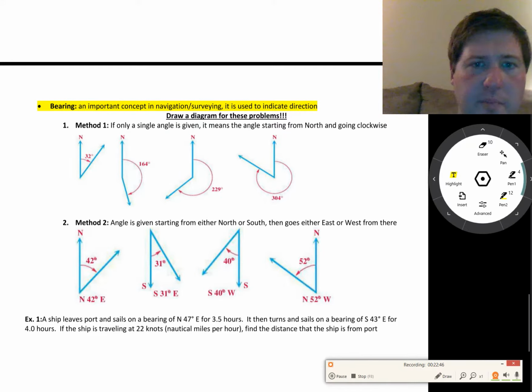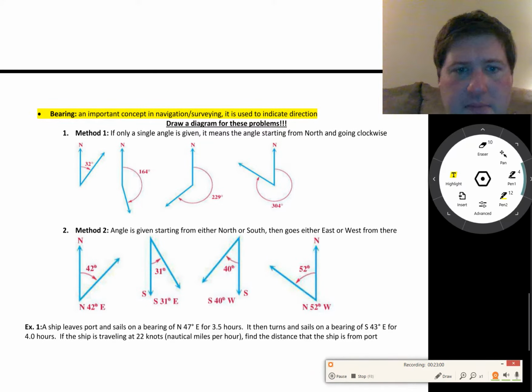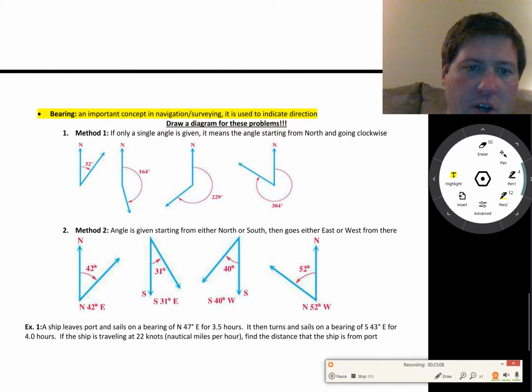So we're going to be looking at some bearing, used for navigation, surveying, etc., to indicate direction. There are two ways that these are done. The way you'll be presented with a bearing: if someone says bearing 32 degrees, this is what they mean. They're saying starting from north and going counterclockwise or clockwise, that's the angle that you go through. Okay, that one's super common.